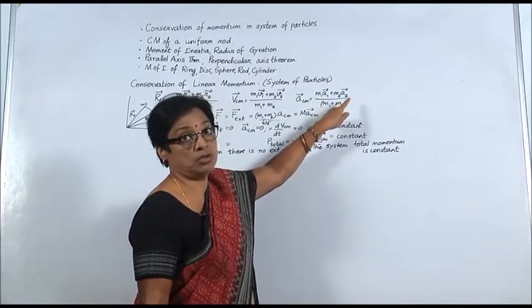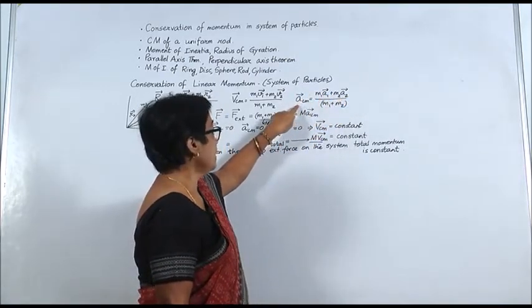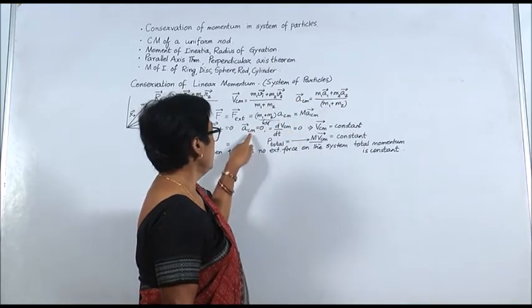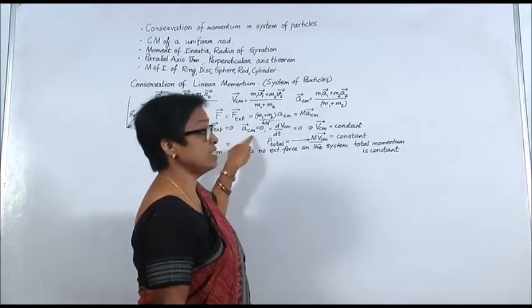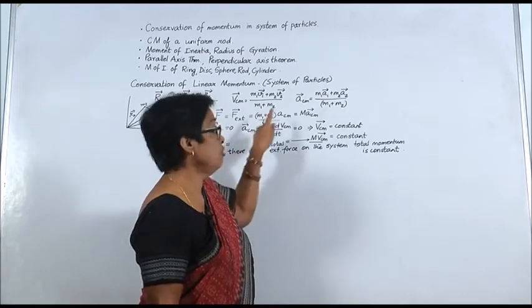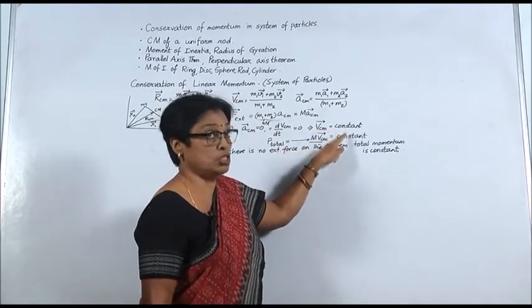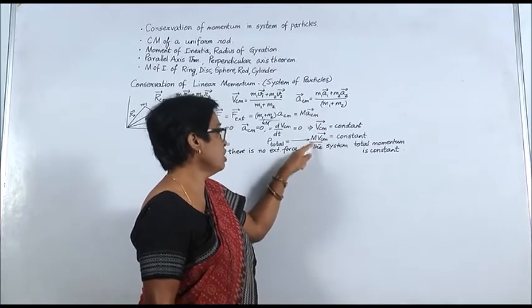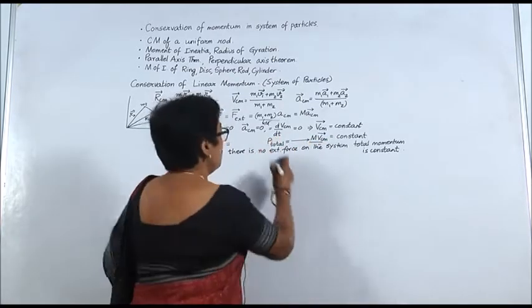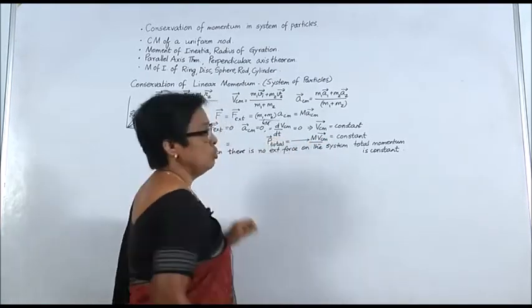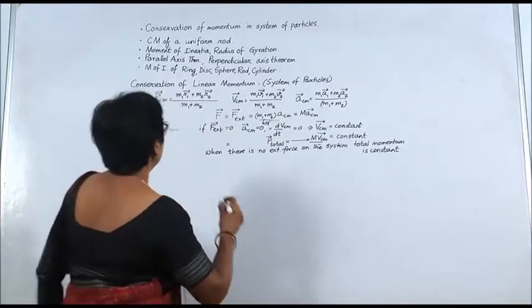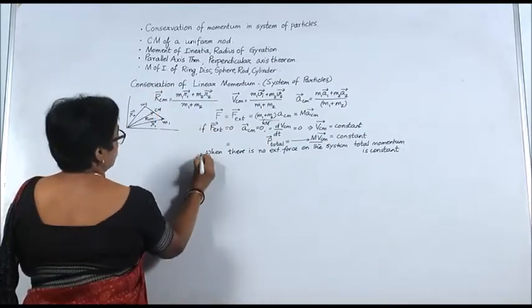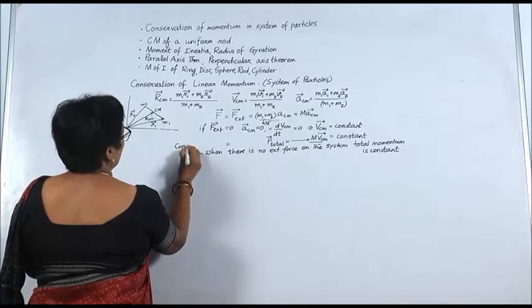Second thing, ACM is 0. When external force is 0, acceleration of center of mass is 0, velocity of the center of mass is constant, and the momentum of the center of mass, which is nothing but the total momentum of the system, is constant. So, this is our conservation of linear momentum, this is nothing but our conservation law.